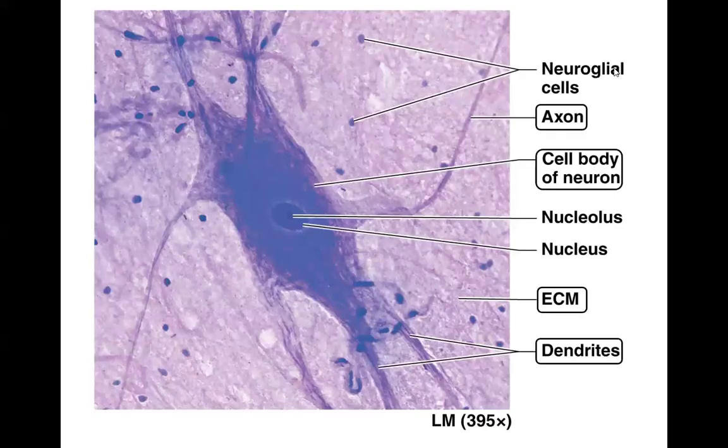Here are the neuroglial cells and the axon and the cell body of the neuron, the nucleolus, the nucleus, and this is your extracellular matrix. These are the dendrites. Dendrites are emanating from the terminal ends of your neuron.